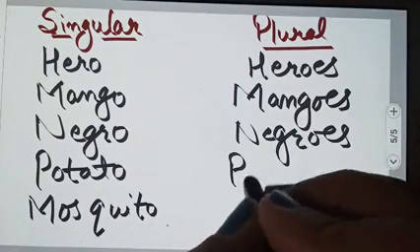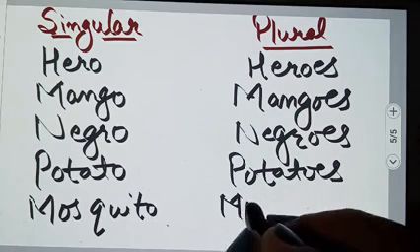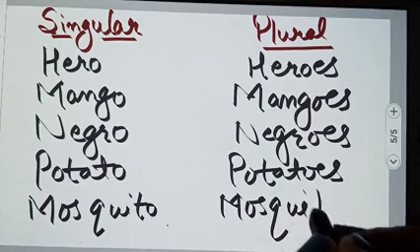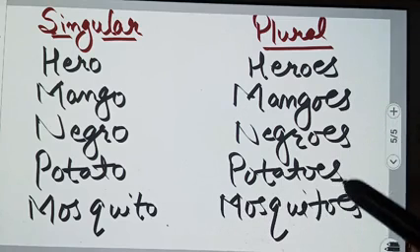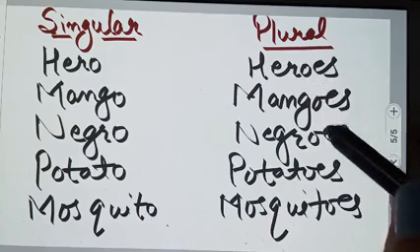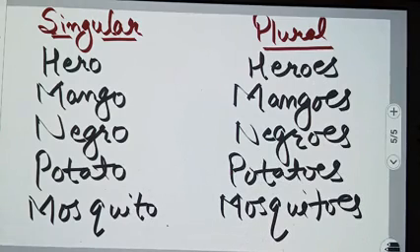Negroes, potatoes, mosquitoes, like that only. We are simply using es after that because we are finding o at the end of the singular word, and likewise they will become plural. So let's see further examples here.